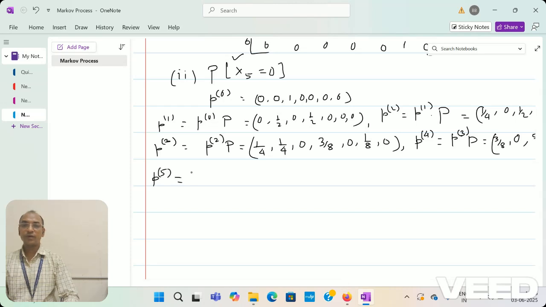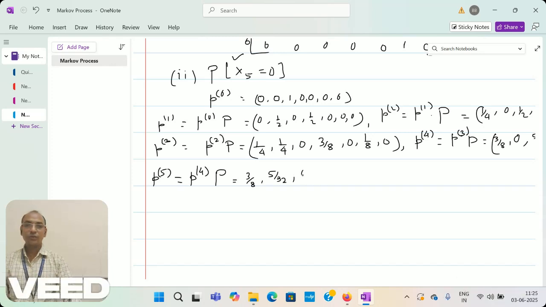P5 is nothing but P4 into capital P. And so that will give me 3 by 8, 3 by 8, 5 by 32, 5 by 32, 0, 9 by 32, and 0, 1 by 8, and then 1 by 16. This is my P5. And then let me find P6.